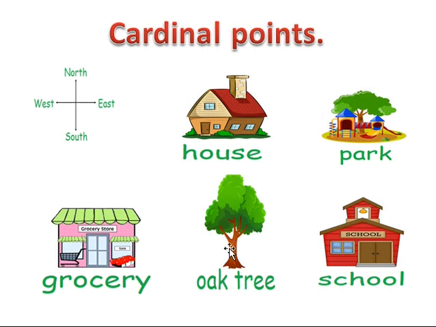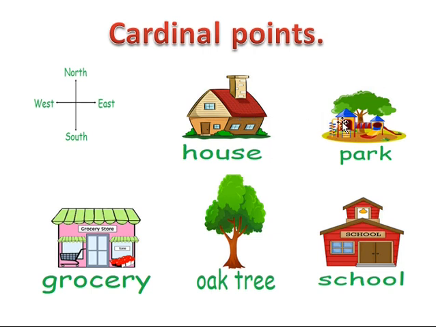Now, pretend you are standing by the oak tree and you want to get to the house, you will walk in an upwards direction. And if you look at the cardinal points, if you move upwards, it means you are going north. So from the oak tree where you would be standing, you would walk north to get to the house.